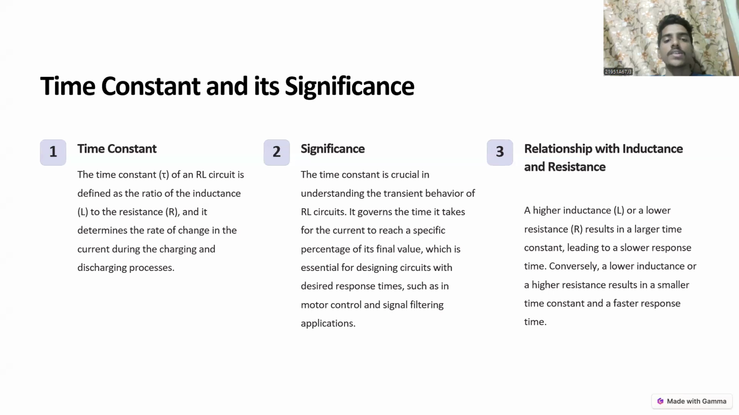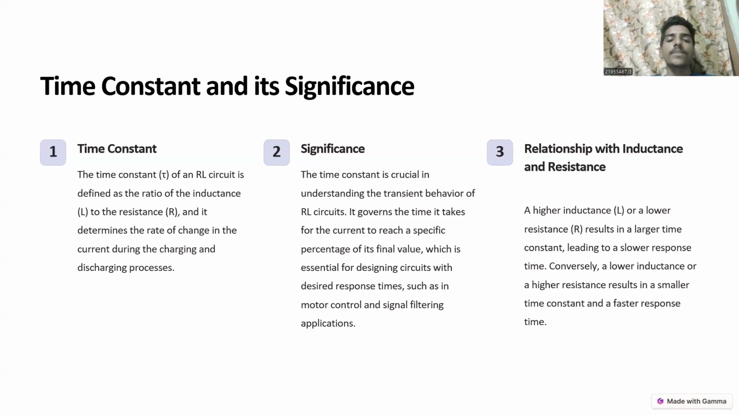Time constant and its significance. Time constant. The time constant of an RL circuit is defined as the ratio of inductance L and the resistance R, and it determines the rate of change in the current during the charging and discharging process.